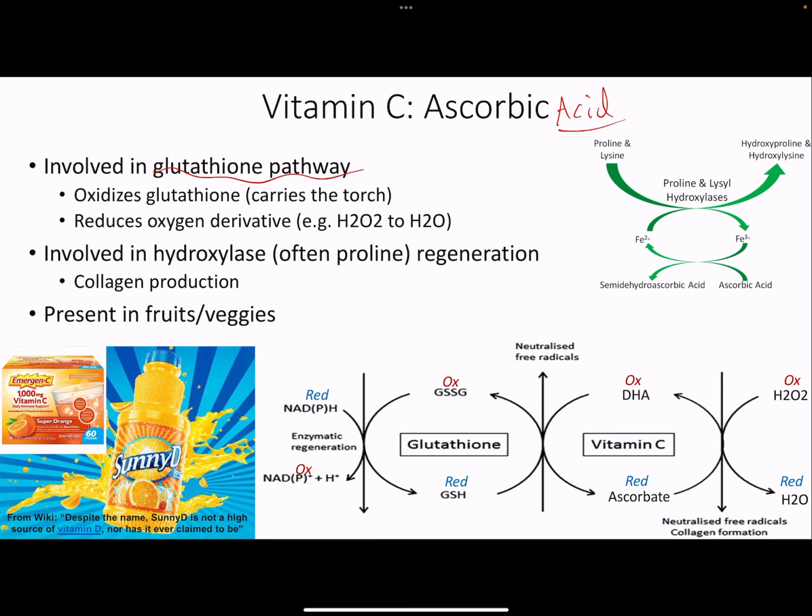And remember that it also, from the last lecture, plays a role in collagen production. So we have hydroxylases, and collagen is this glycine, proline, X repeat.